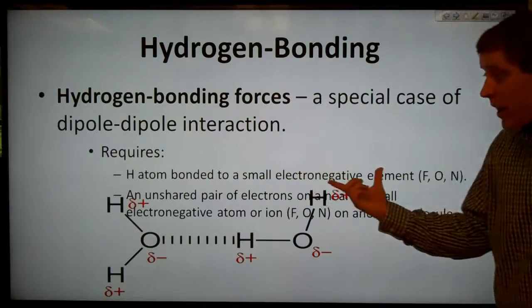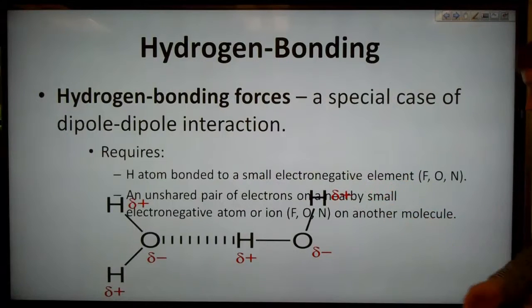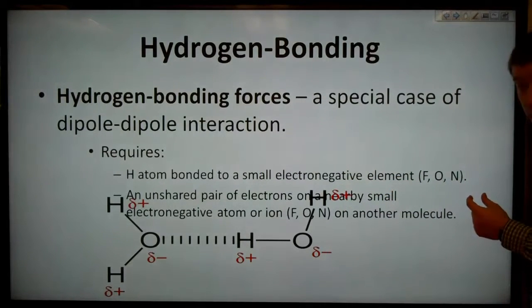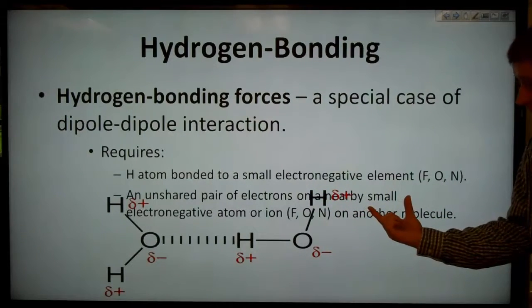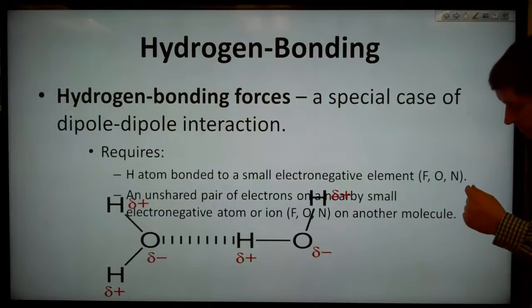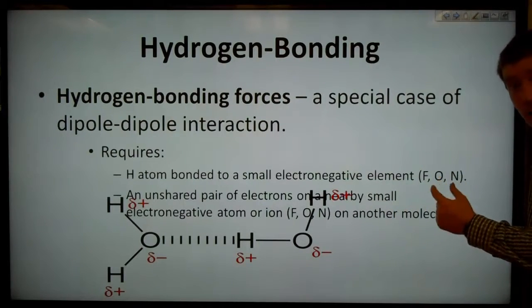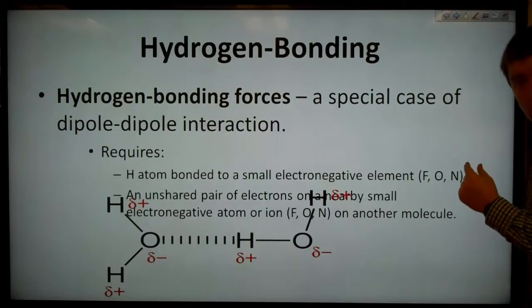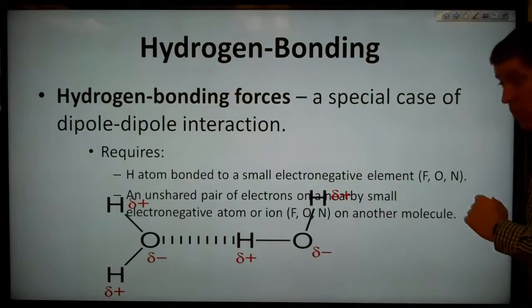In this case, you have to have a hydrogen atom bonded to a small electronegative element, so fluorine, oxygen, or nitrogen. And you have to have an unshared pair of electrons on a nearby small electronegative element. So you have to have a fluorine, oxygen, or nitrogen bonded to a hydrogen, and you have to have a lone pair on that fluorine, oxygen, or nitrogen, or on another fluorine, nitrogen, or oxygen. It doesn't have to be that same one.